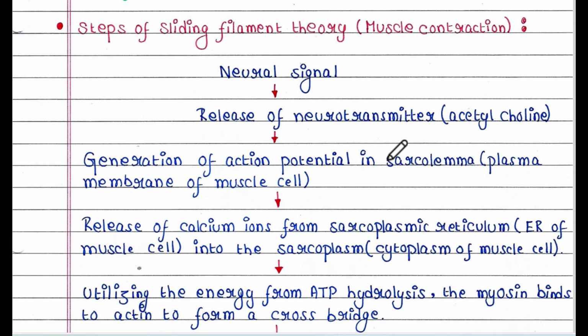After the generation of action potential, calcium ions get released from the endoplasmic reticulum of the cell into the cytoplasm. The endoplasmic reticulum of the muscle cell has a special name, sarcoplasmic reticulum, and the cytoplasm of the muscle cell also has a special name, sarcoplasm.